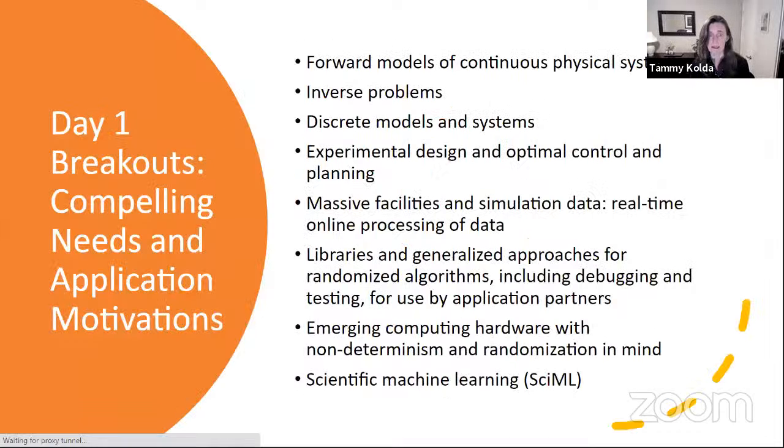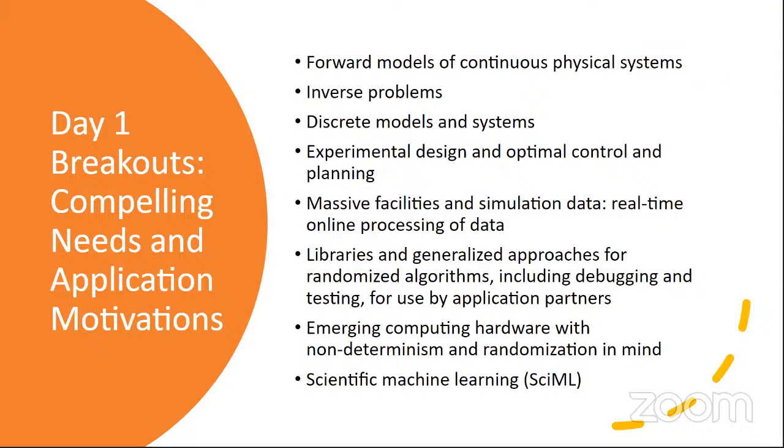So what are the themes that we got? We're going to launch a poll here while I'm talking to get you started. There's a total of 8 themes today. There's forward models. If you could say what you're thinking of jumping into, that will help us later. Forward models of continuous physical systems, inverse problems, which we heard a lot about from the applications the first time, discrete models and systems, so biology, graphs, discrete event simulation, experimental design and optimal control, and massive facilities. We heard some about that. This is things like the advanced infrared and electron microscope, but also some of the simulation data.